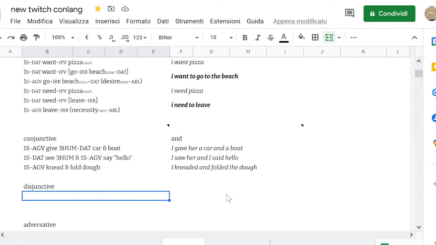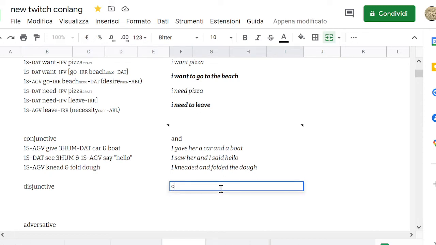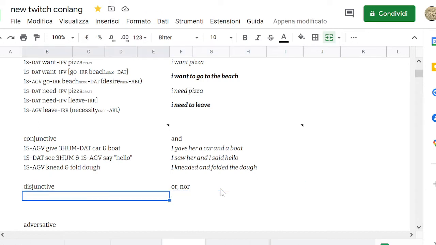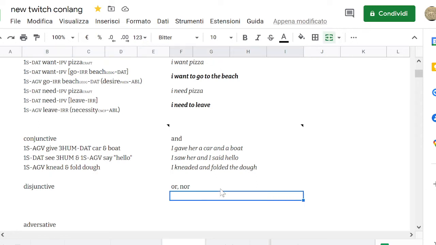So disjunctives. In English, we tend to get this idea across with or, and nor if it's negative. What or is presenting are alternatives to what is put before. So you could say, for example, I'm trying to think of an example sentence. If the chat has an example of using or, that would be great. But if not, I'm going to try to think of something.